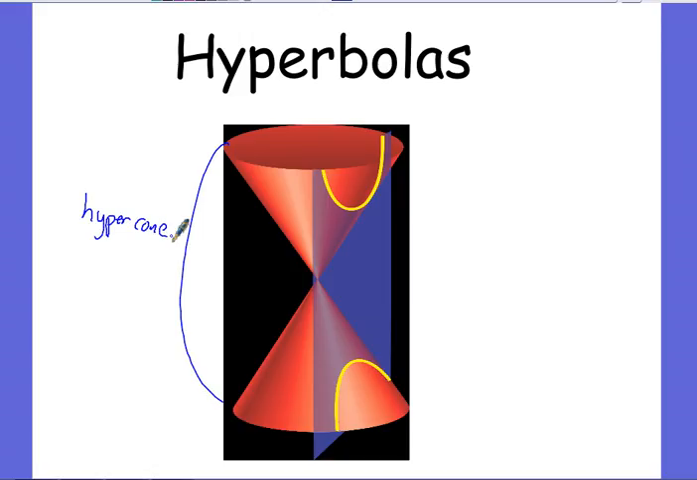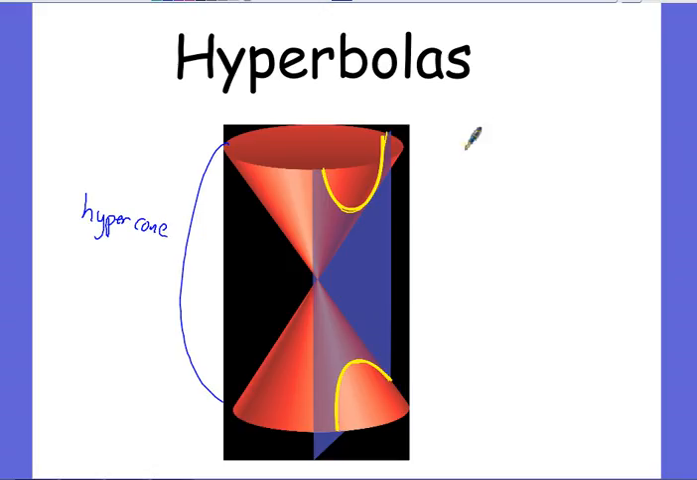And notice, just like with the regular cone, I'm cutting it which way? Straight down, vertical, right? Do you see what I'm getting here? The yellow parts. What does it look like? It looks like two parabolas, right? And that's exactly what it is. It's just two parabolas.